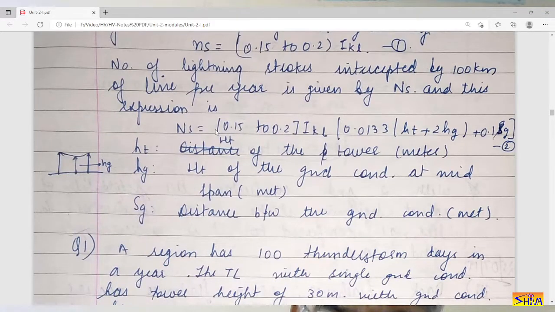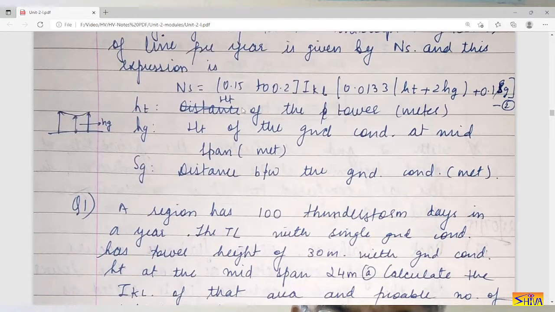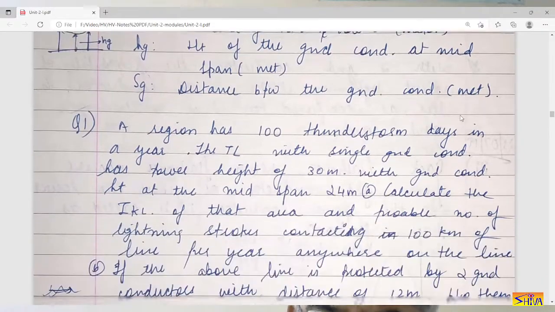So we have to use this equation, NS. The first part is to calculate the IKL. IKL is the number of isochronic levels of that area, that is nothing but the number of thunderstorm days in a year. So IKL is 100. Now in this equation, it is 0.15 to 0.2 into IKL. IKL is 100. In bracket, 0.0133 in bracket, height of the tower, that is given as 30 meters, plus 2 times Hg, the height of the ground conductor at the mid span, so it is 24, plus 0.1 Sg. In the first case there is a single ground conductor, so Sg will be 0. We have to use the equation up to this point only.